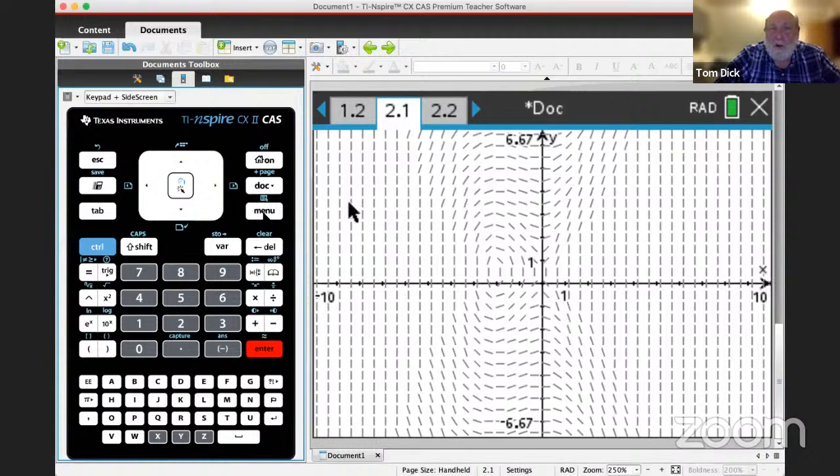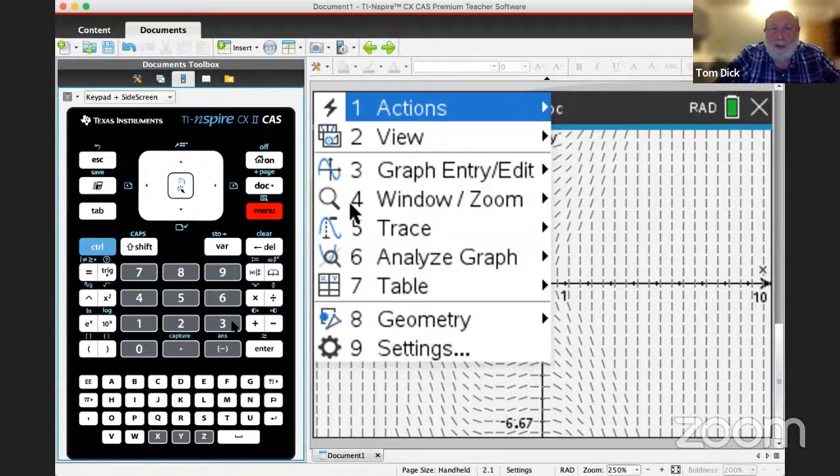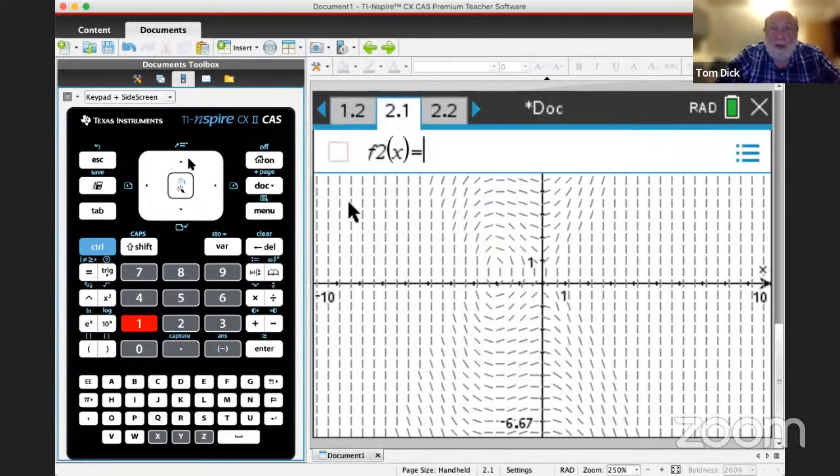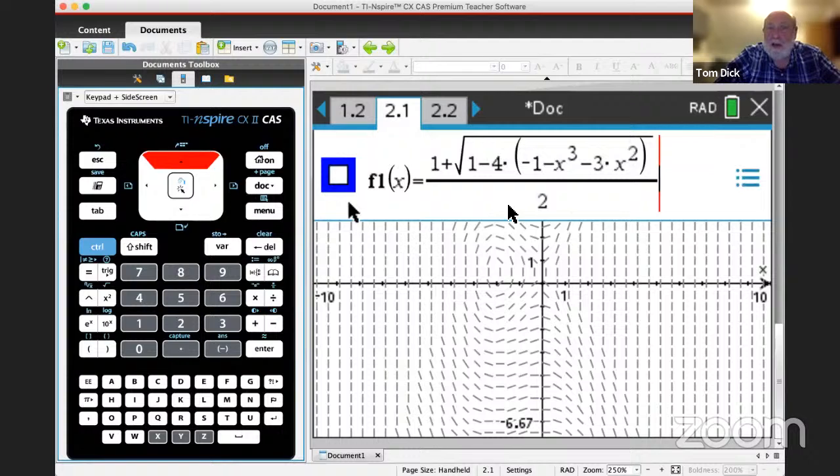Well, if I go back to my menu to graph entry edit, I'm going to put in a function which was at least the top half of the curve. We just showed it on the TI-84. And let's go up and take a look at it. Okay, this is exactly that thing we plotted on the TI-84, if you remember. It's that 1 plus the square root of 1 minus 4 times all that stuff over 2.